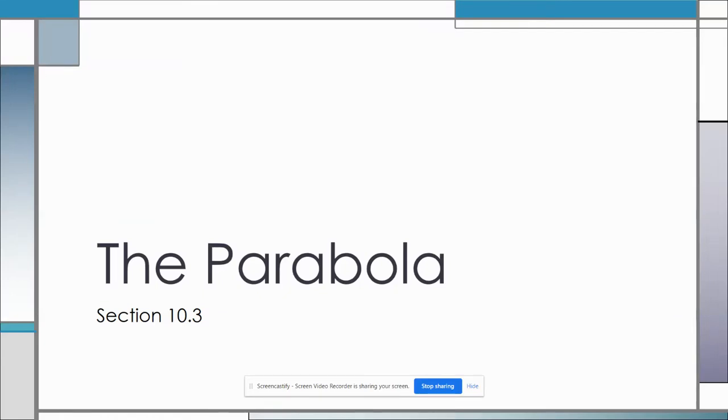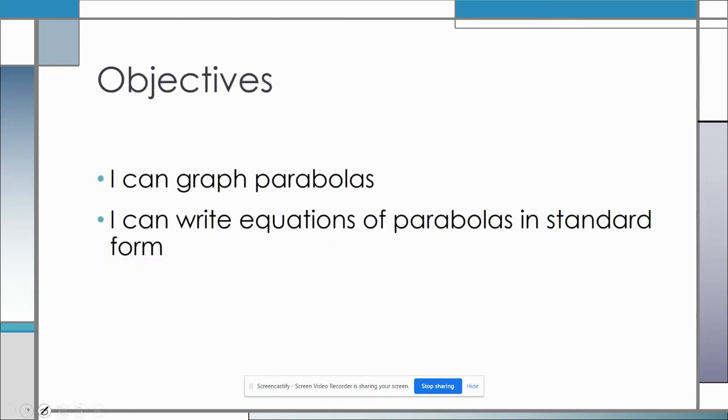Today we're going to look at section 10.3, which is all about the parabola. We're going to graph parabolas and write equations of parabolas in standard form.